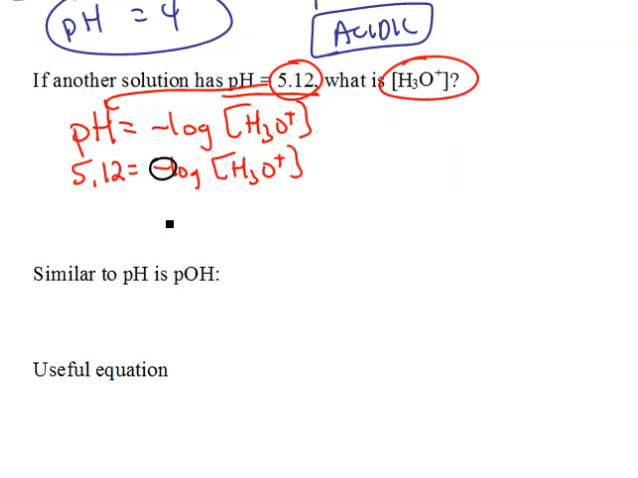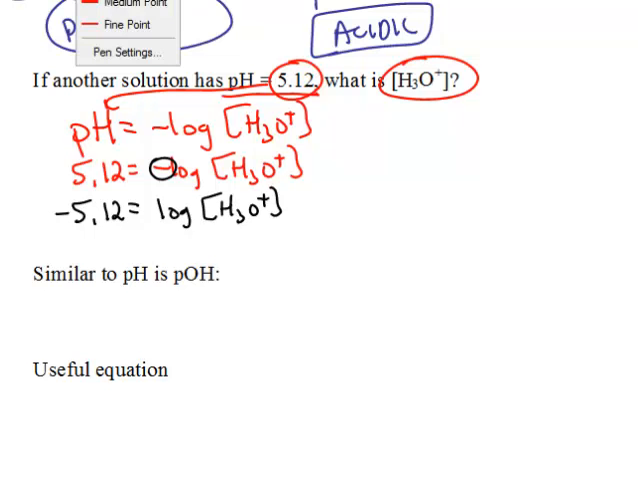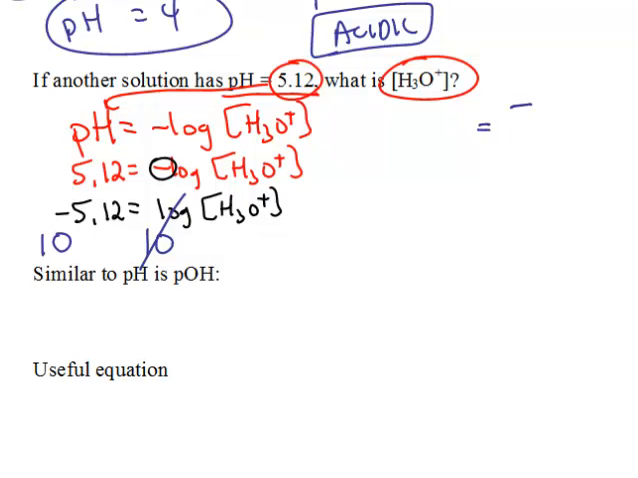First, the negative sign has to come over to the left. So we have negative 5.12 equals the log of hydronium. And then to get rid of the log term, you have to do the opposite of log, or the anti-log. That's raising both sides using 10 as the base. 10 raised to the log, those two functions cancel each other out. So the right-hand side is just the concentration of hydronium. The left-hand side is 10 raised to the negative 5.12.